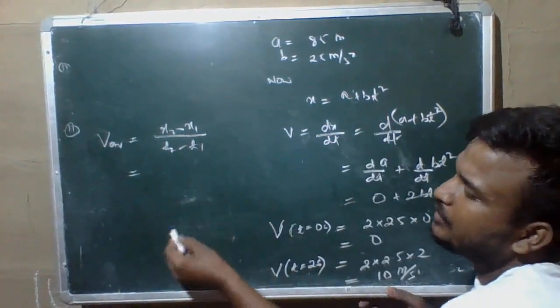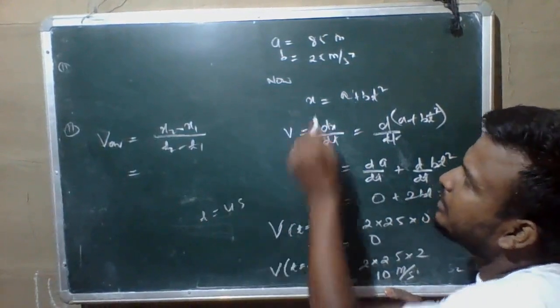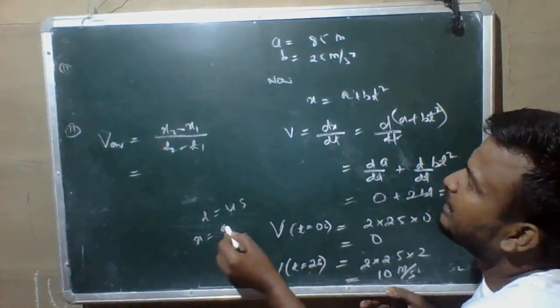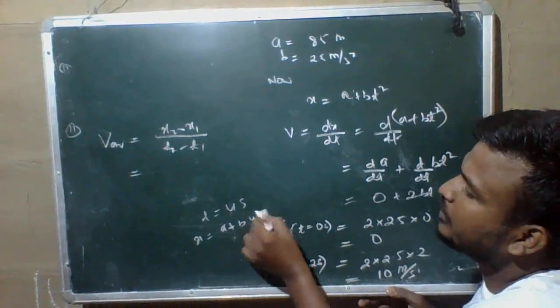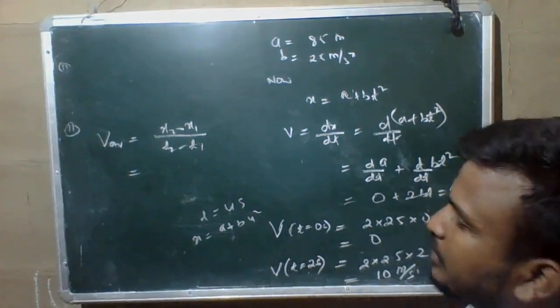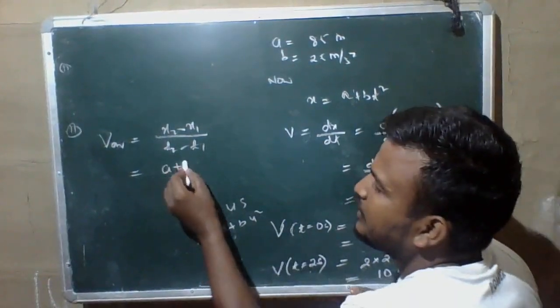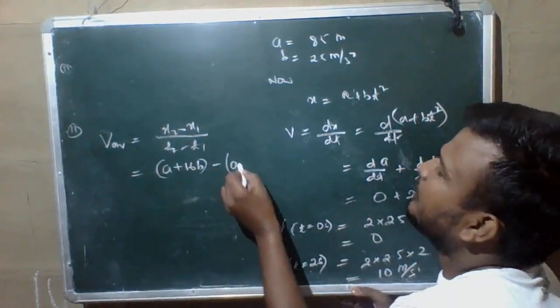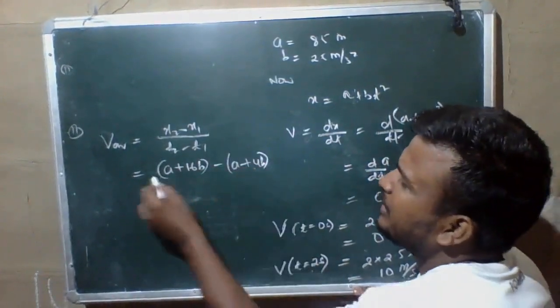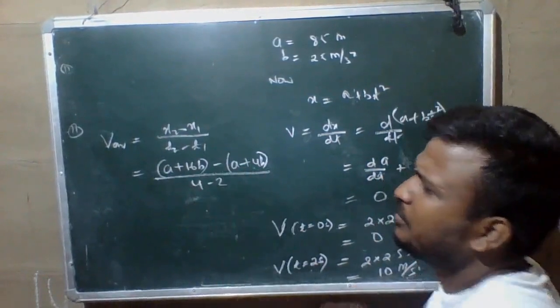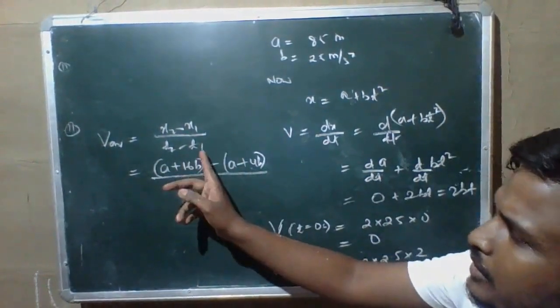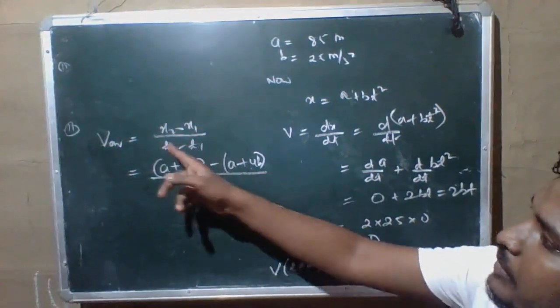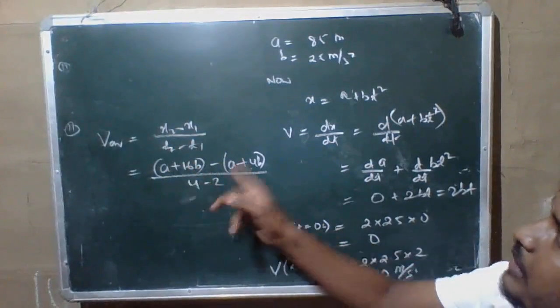So in the rough you can just go through. When t equal to 4 second, what will be x? X will be equal to a plus b into 4 square. 4 square will be 16. So what will be here? A plus 16b. And similarly here, a plus 4b, divided by time equal to 4 minus 2, because t2 is given 4 and t1 is 2. So this one we have calculated by putting the values of t2 and t1 over here.